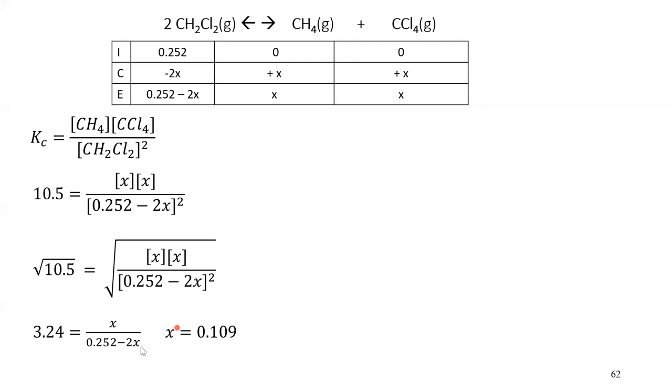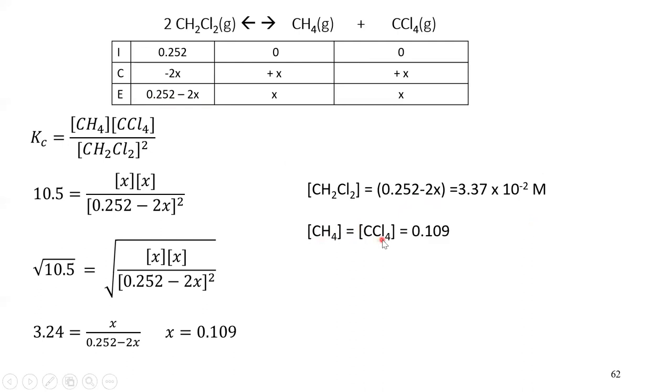Okay, so we're going to multiply both sides by 0.252 minus 2x. Then we're going to isolate x, and we should get 0.109 for x. So that means that CH2Cl2 is going to be 0.252 minus 2x, which gives us 3.37 times 10 to the minus 2. And then the methane and the carbon tetrachloride are equal to each other, and they're both equal to x. So 0.109, and there should be a unit, 0.109 molar.